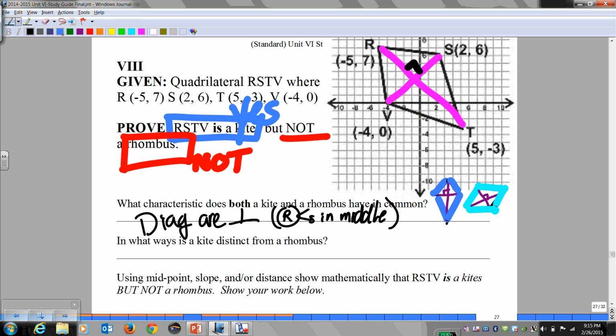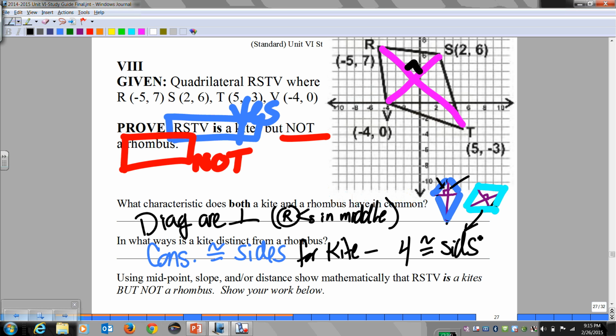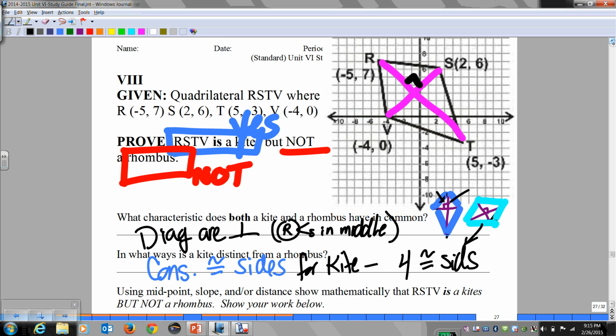And a kite has consecutive congruent sides. In other words, only the sides that are next to each other are of equal length for a kite. Whereas a rhombus has 4 congruent sides. So you ask yourself, how do you show congruent lengths, midpoint, slope, or distance? And the question is, to show lengths, you would do distance.